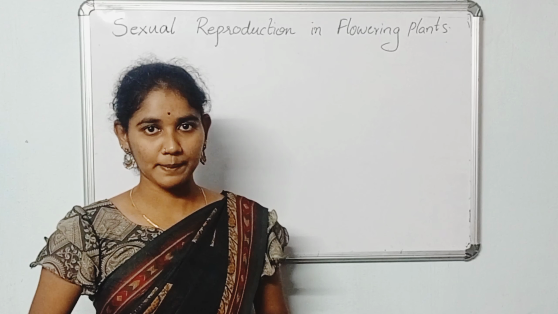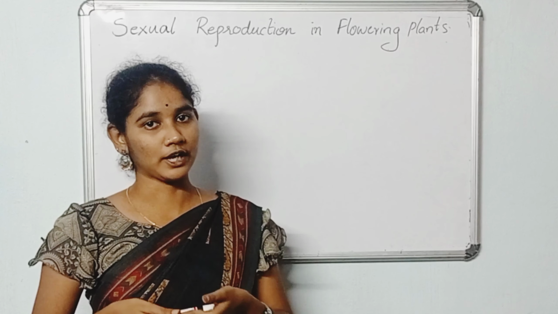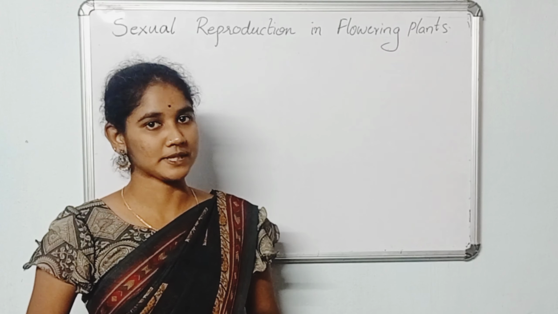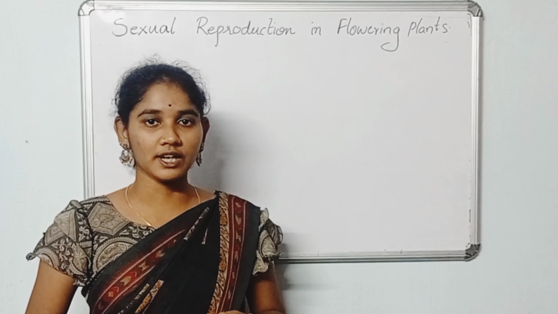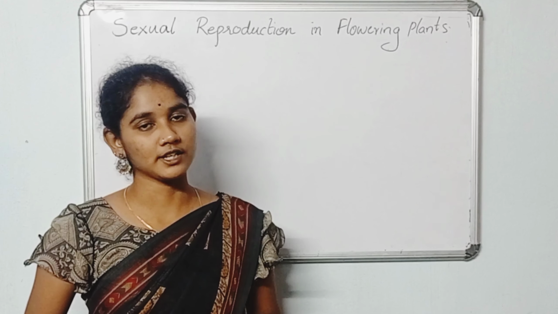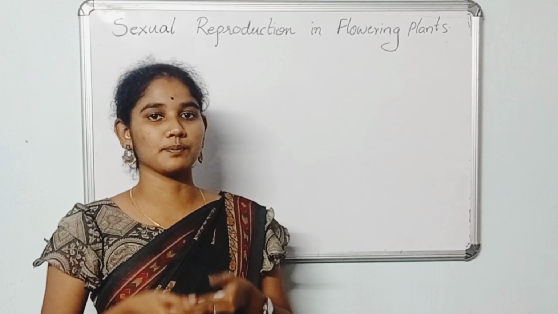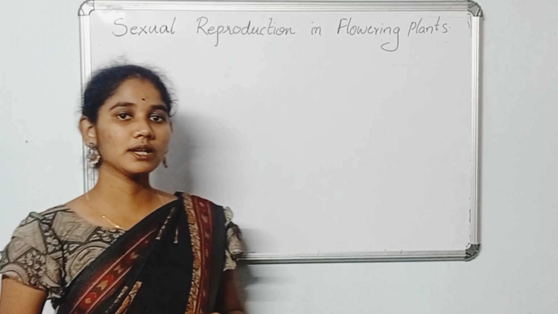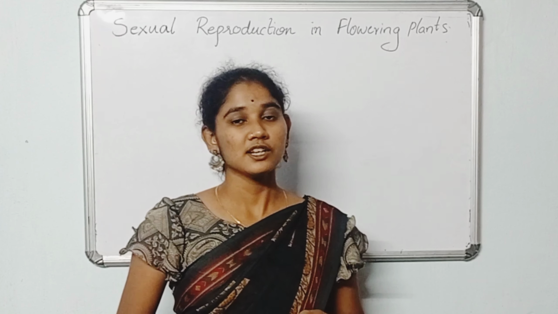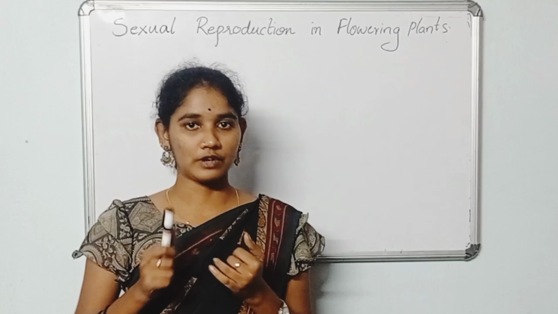Hi students, in the past class we have learnt about why the sexual mode of reproduction happens in animals or humans, right? So in this class we'll understand how plants reproduce sexually. So in flowering plants, reproduction happens.